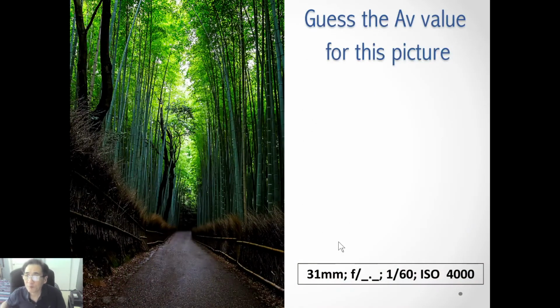What about this one? I took this in Osaka, Japan, in the famous bamboo forest. As you can tell, everything in this picture appears to be in reasonable focus. Everything is kind of sharp, right? So what would you say? f8, f11, f16? Well, if you guessed that, you would be wrong. This was taken at f2.8. I hope you are surprised like I intended you to.